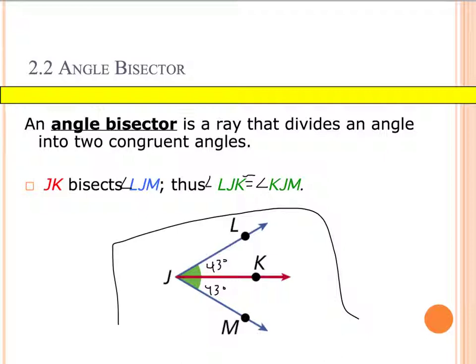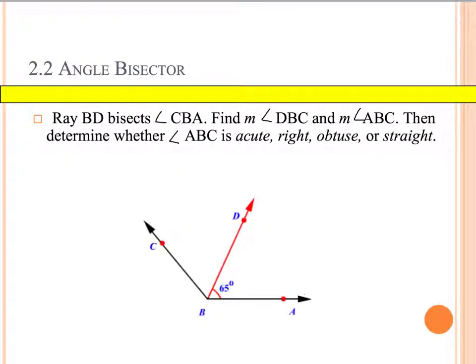So, let's get to a couple of problems. Please write this down, and I'll go through it. It says, ray BD bisects angle CBA. Find the measure of DBC and the measure of ABC. Then determine whether angle ABC is acute, right, obtuse, or straight. So there's a couple steps that we have to take here. Okay, this very first one, you can just follow along here.